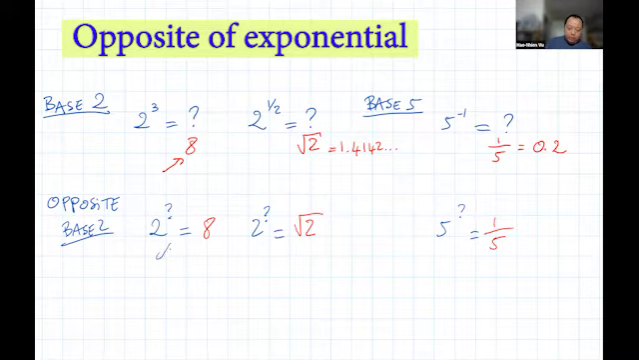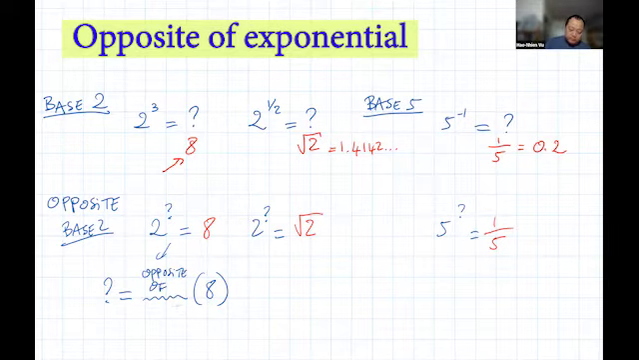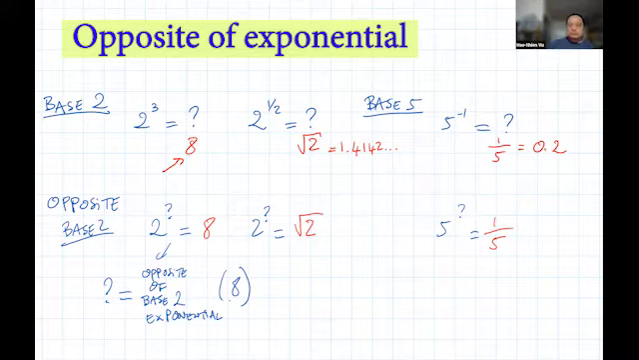And so the answer would be that question mark is going to be equal to some function of 8, where that function could be written the opposite of base 2 exponential. And the answer is 3 because you know 2 to a third is equal to 8. So the answer here is 3. Let me put the 8 in red to make it consistent.